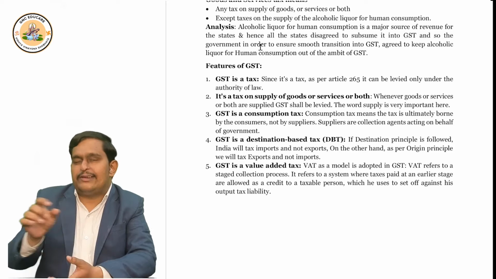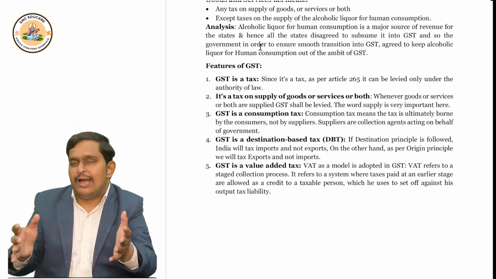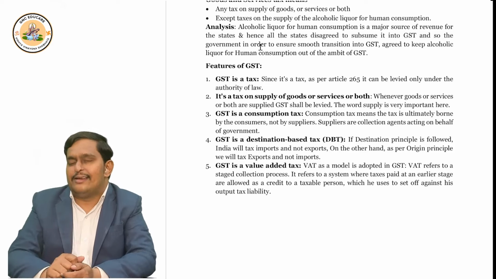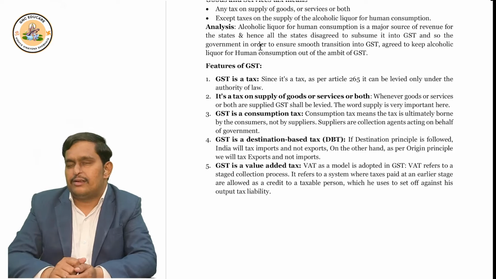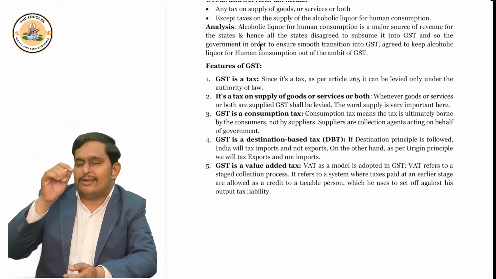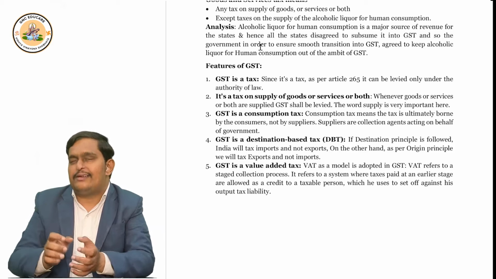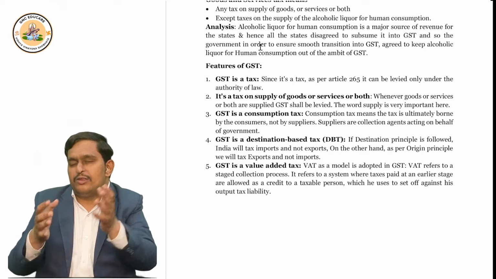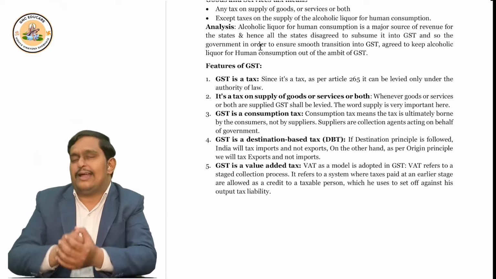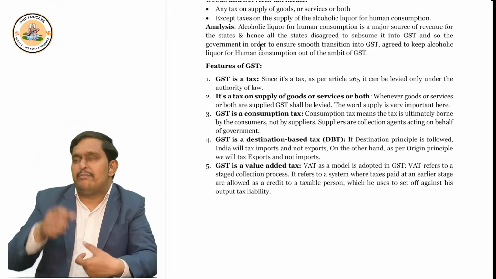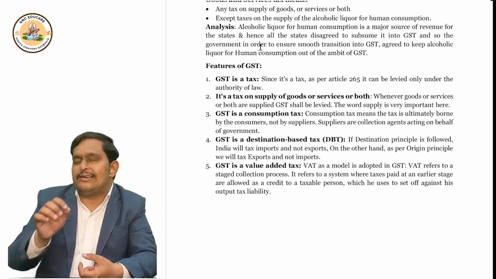The boundaries of center and state are removed and they have come together to levy the tax, and that is called GST. Right? So GST is a tax. GST is a tax on supply of goods and services. GST is a consumption based tax. That means if you consume the goods and services, you pay the tax. Right? It's a destination based tax. That means the buyer's state will get the tax.